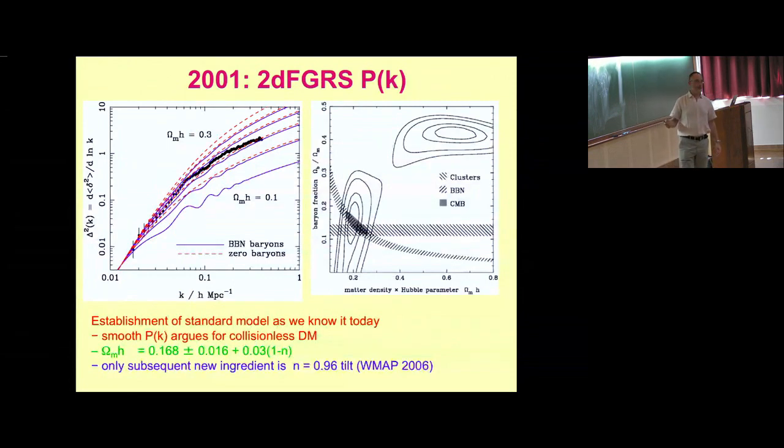So this was 2001. This was the standard model of cosmology as we have it today. And really, you might say the only thing that's changed in virtually 20 years is that we now know, thanks to WMAP in 2006, that the primordial spectral index isn't quite n equals 1, which is a historically important achievement. But nevertheless, 20 years ago, we were basically very close to where we are today.